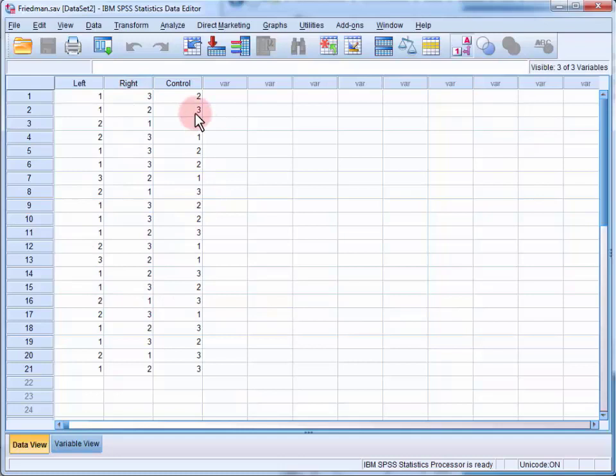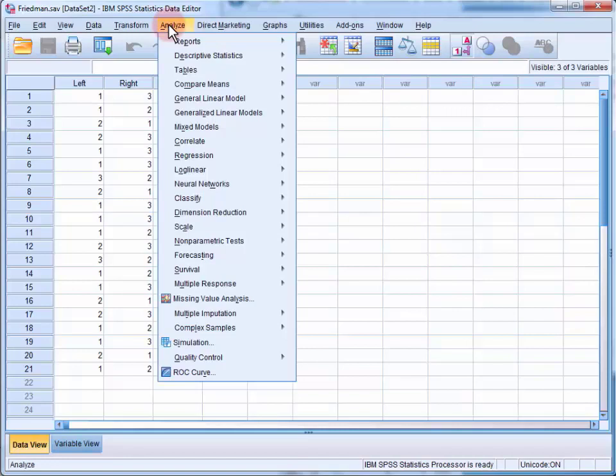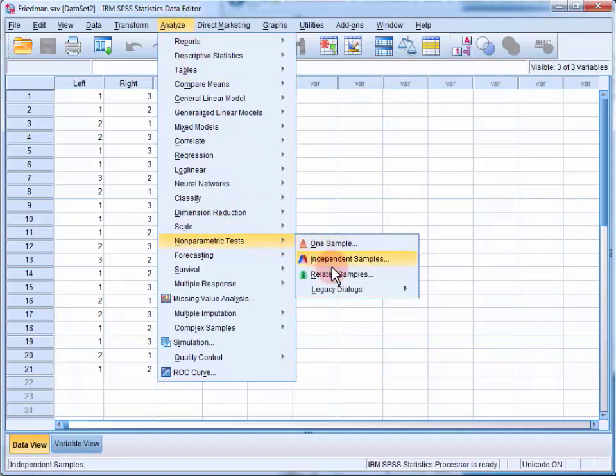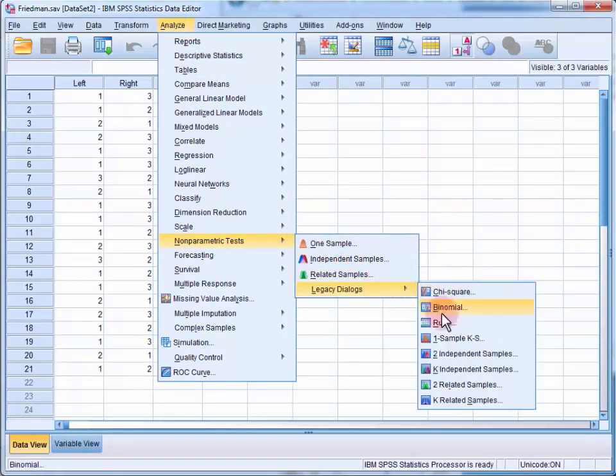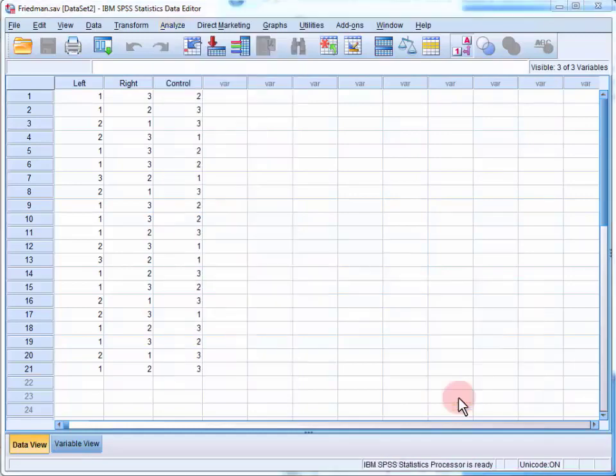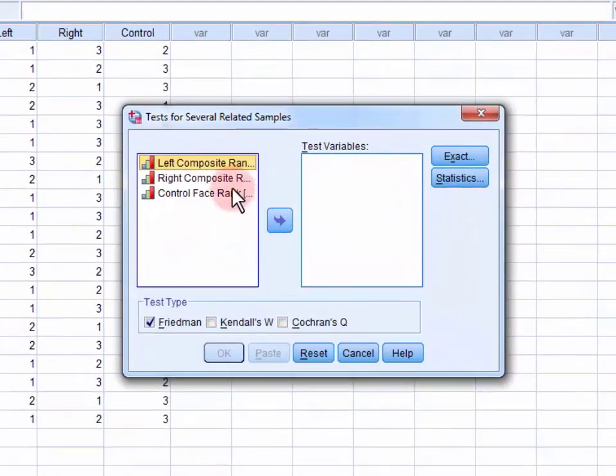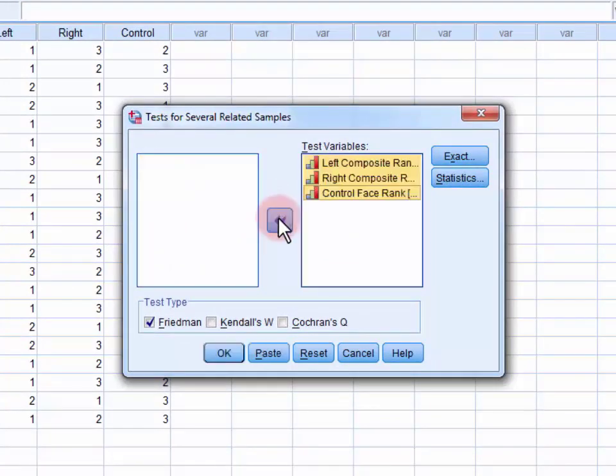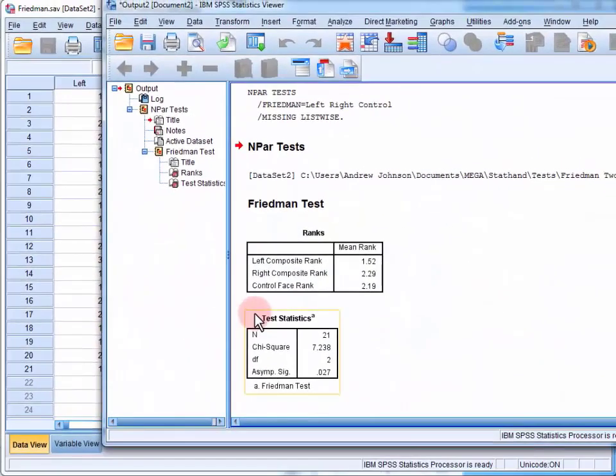To analyse this data using a Friedman two-way ANOVA, we go to the Analyze menu, Non-Parametric Tests, Legacy Dialogs, and K Related Samples. Now we want to move all of the face variables into the test variable field. Make sure that Friedman is selected in the test type field and click OK to run the ANOVA. And you will see the output pop up in the SPSS output window like this.